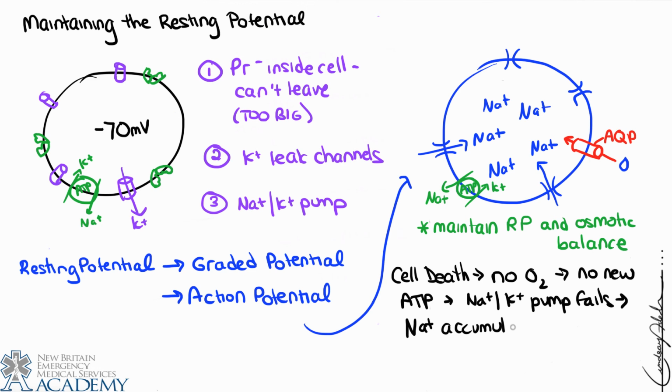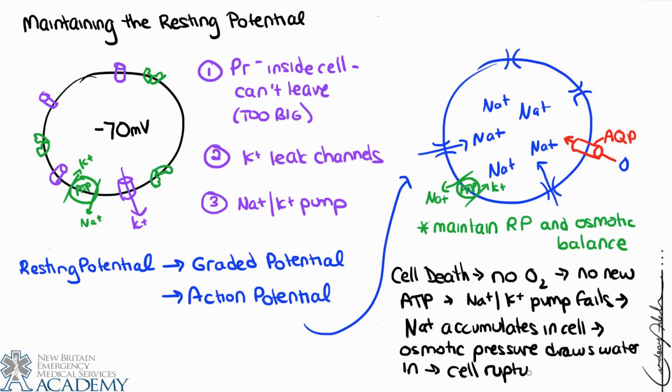And if the sodium potassium pump fails and we still have sodium ion accumulation inside of the cell, we now have created an increase in the osmotic pressure. We're going to draw water into the cell. And of course, we know that when we draw a lot of water into the cell, it's going to cause cellular rupture or cell death. So this is a very important progression of cellular disease.